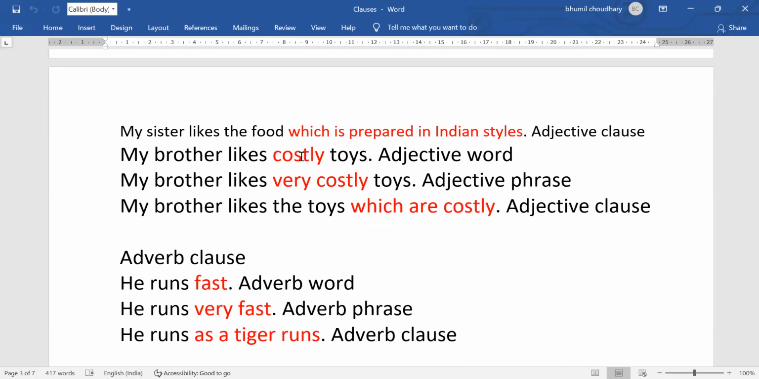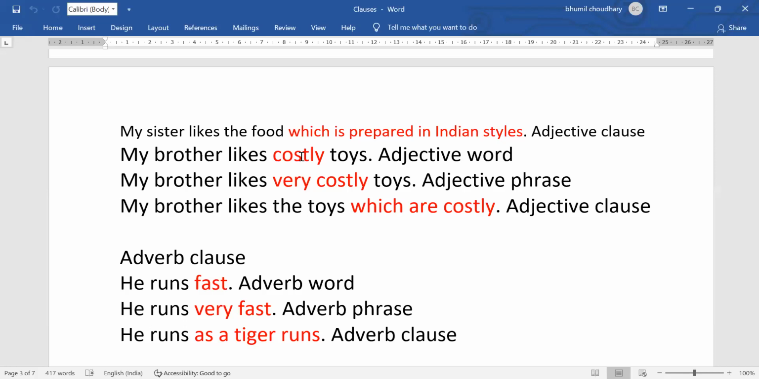But see the next sentence. Here I have written that my brother likes very costly toys. So these two words, very costly, are describing the toys. If there is more than one word, that is called a phrase, right? So that is an adjective phrase.